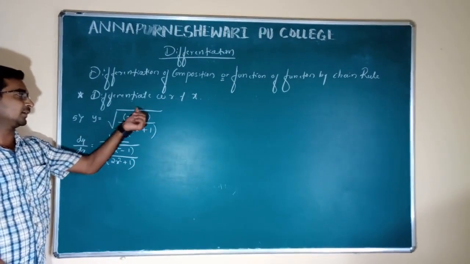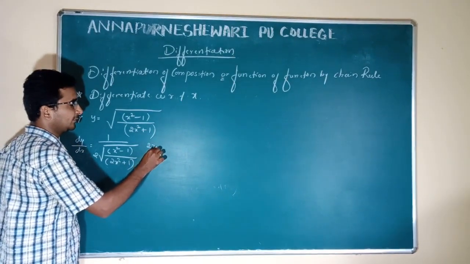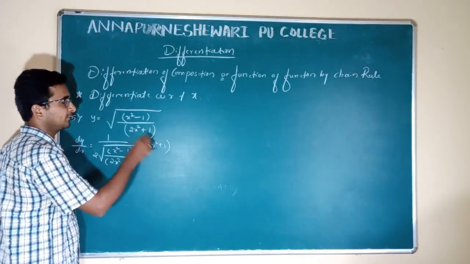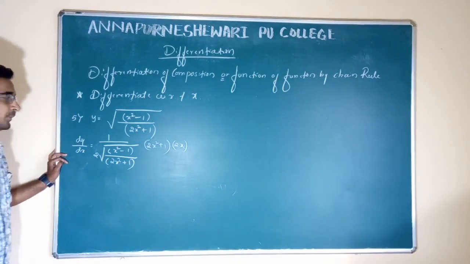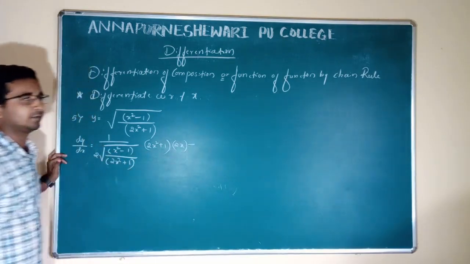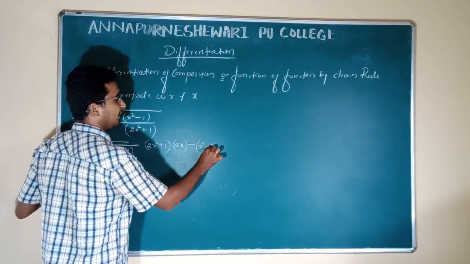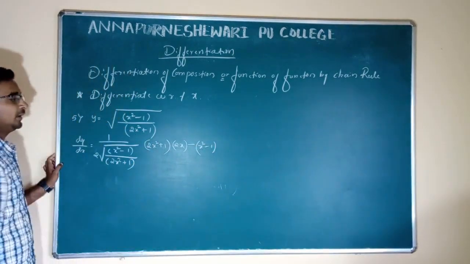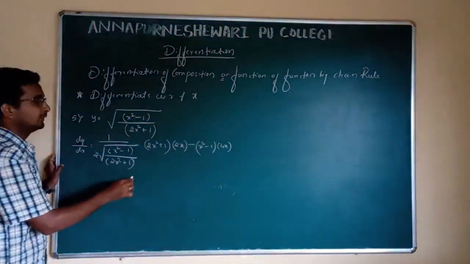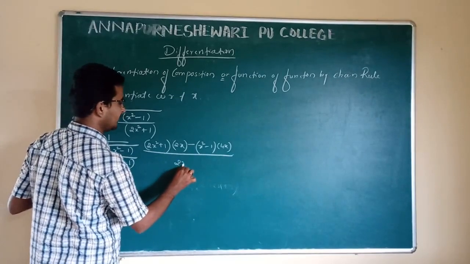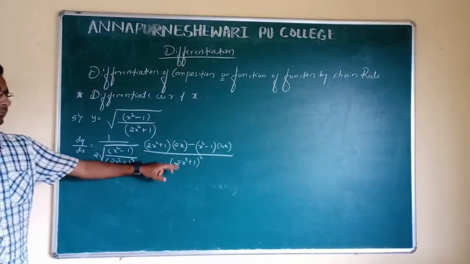So the root work is finished, now the next work. Then the inner term remains. This is u by v. First we keep the v as it is, 2x square plus 1. The differentiation of x square is 2x. The differentiation of minus 1 is 0. See, I am writing in the numerator only. Then minus. We have to keep the u as it is, that is x square minus 1. Then differentiation of 2x square plus 1 is 4x. The differentiation of plus 1 is 0, whole divided by 2x square plus 1 whole square, that is v square.